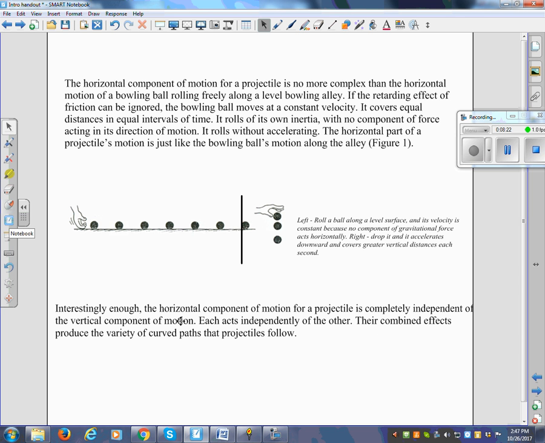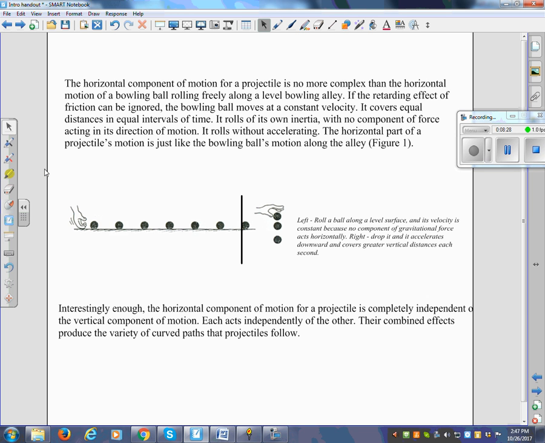Interestingly enough, the horizontal component of motion for a projectile is completely independent of the vertical component of motion. That is a key concept. In fact, if there's one thing that you need to know, it's that. That one statement tells you everything about this unit. The horizontal component of motion of a projectile is completely independent of the vertical, okay? How fast it's going sideways has no relationship to how fast it's going up or down. If the up or down changes, does the left right change? No. Each acts independently of the other.